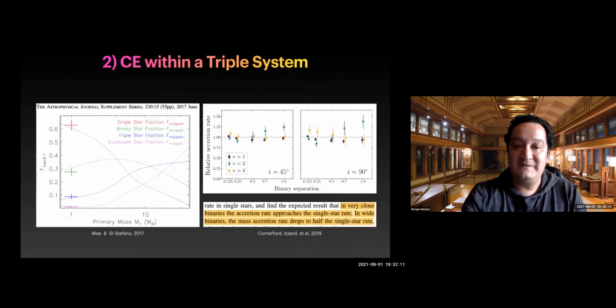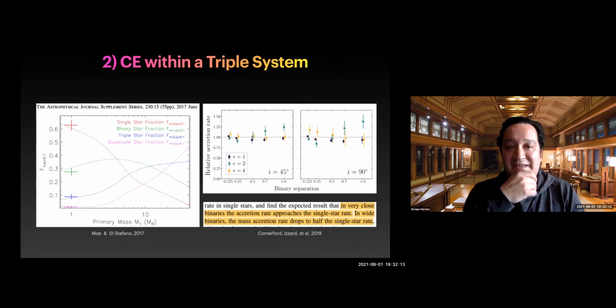So the second ingredient is when we have very massive stars. Mo and Di Stefano have shown that it is more likely to have triple and quadruple systems. So the range where we are investigating, this is likely to happen.